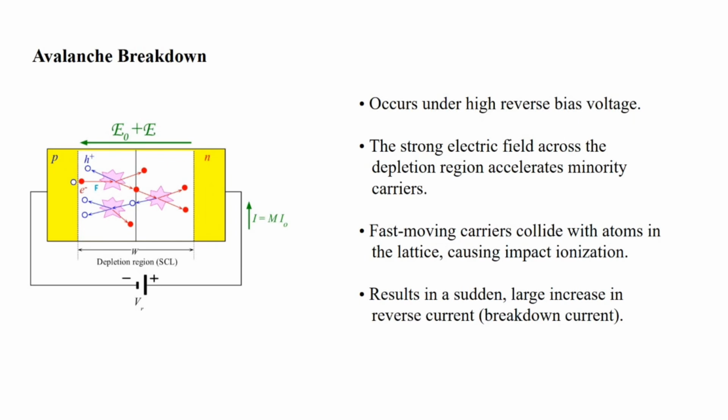As these high energy carriers move through the junction, they collide with atoms in the crystal lattice, knocking loose additional electrons through a process called impact ionization. This leads to a chain reaction, generating more and more carriers and resulting in a sudden and large increase in reverse current, which is also known as the breakdown current.